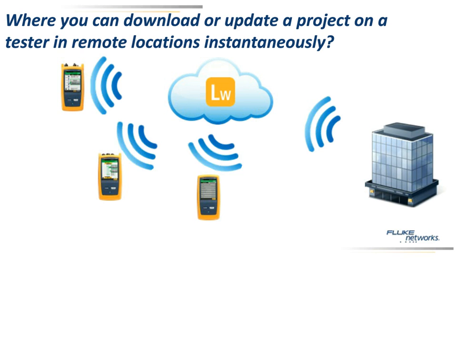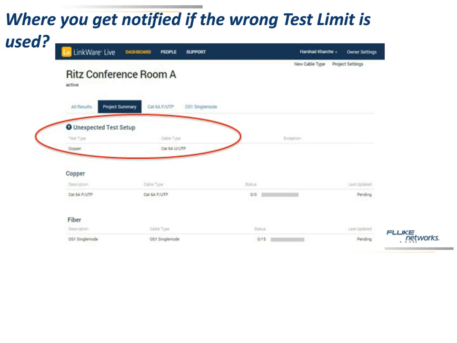And the next question you would ask is, well, okay, so I set up this tester and pushed it down to my tester, but what if somebody changes something in the field? How do I know that happened? And that's what the cloud does for you, because now when the test results come up to the cloud, it actually runs through all of these test results and tells you that, hey, this test result is not per your spec.